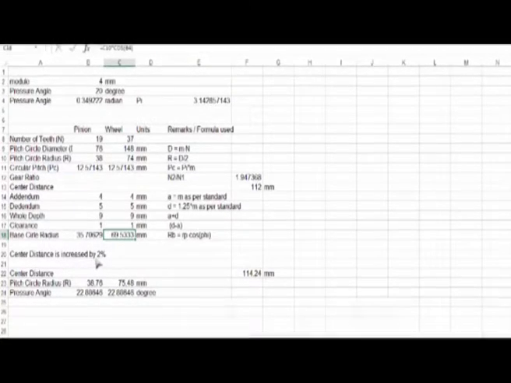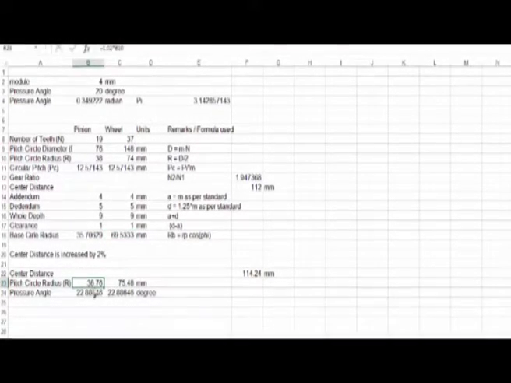Now when the center distance increases by 2%, it is basically the pitch circle radius which increases accordingly by 2%. So here the modified pitch circle radius is calculated as 2% more than the nominal pitch circle radius. The nominal pitch circle radius was 38, and it has been increased by 2%. I have simply multiplied it by 1.02 to get the modified pitch circle radius. Similarly, the pitch circle radius of the wheel has been calculated by multiplying the nominal pitch circle radius of the wheel with 1.02, and you get 75.48.